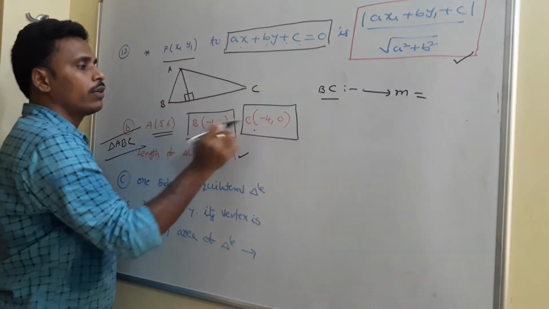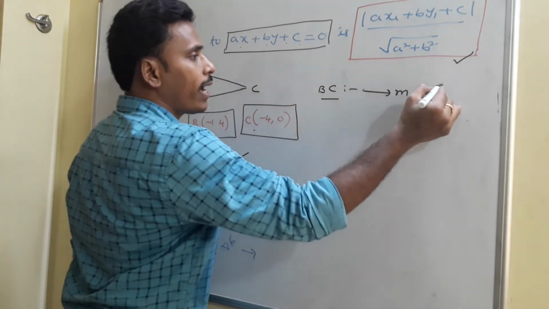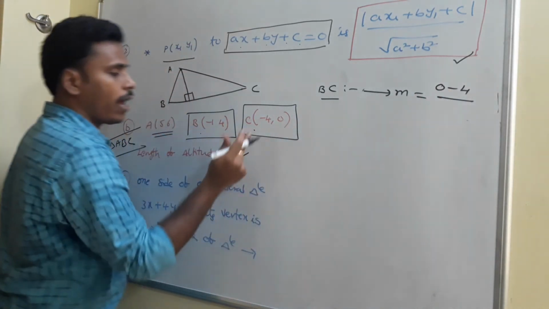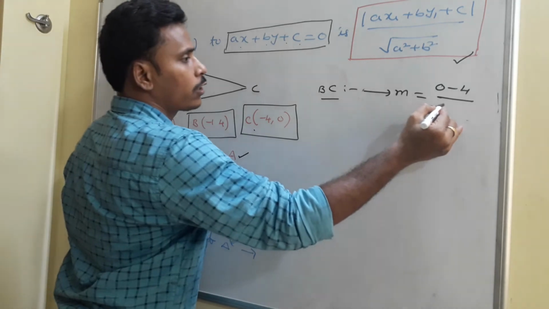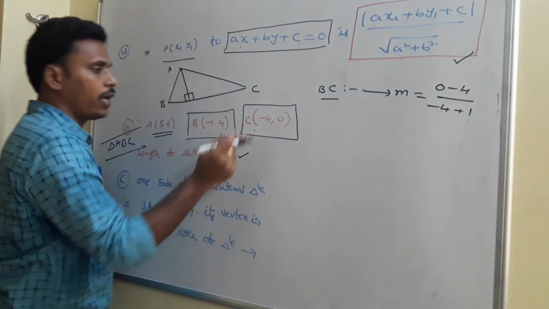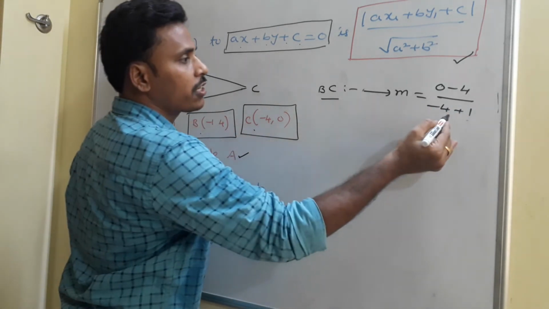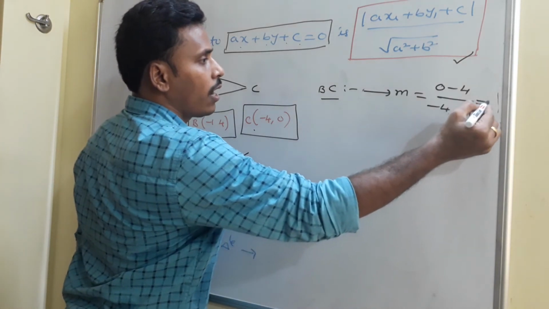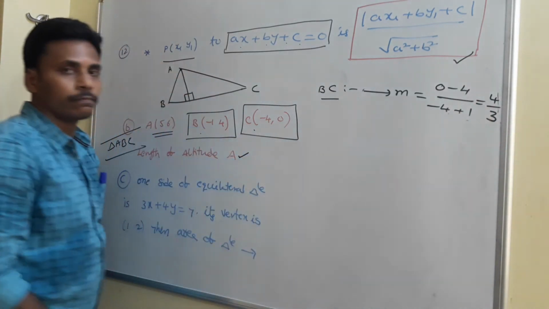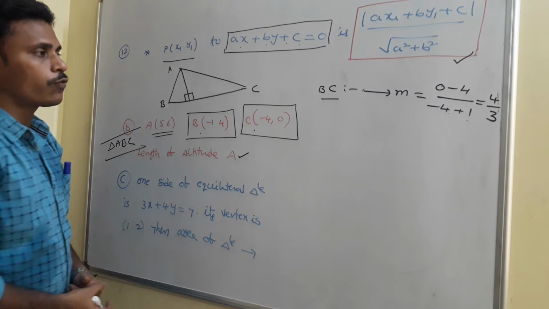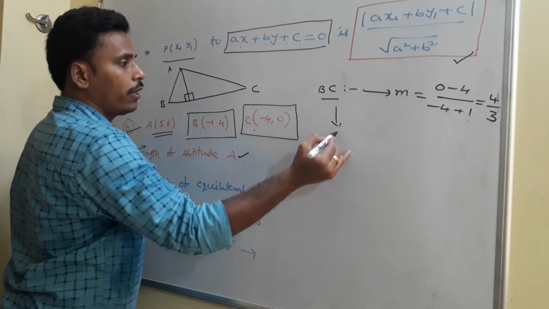y2 minus y1. So 0 and 4, you just write it like this: 0 minus 4, over x2 minus x1, which is minus 4 and minus of minus, plus 1, so minus 4 plus 1. On simplification, it is minus 4 by minus 3, and that is equal to 4 by 3. So the slope of that line is 4 by 3. And now you need to find the equation.